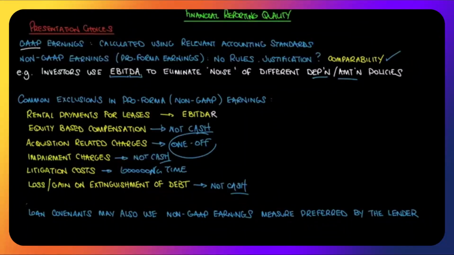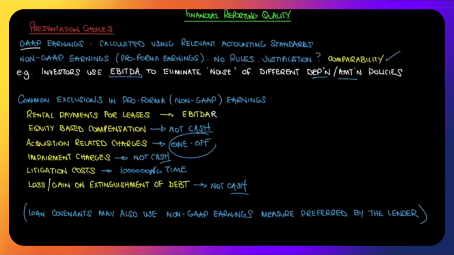Another note, again, back to these loan covenants, they keep popping up, despite saying they weren't that interesting to begin with. They may use non-GAAP earnings measures. So the lender might say, this is how I want you to account for things. If that's the case, then management is likely to start focusing on those non-GAAP earnings figures.